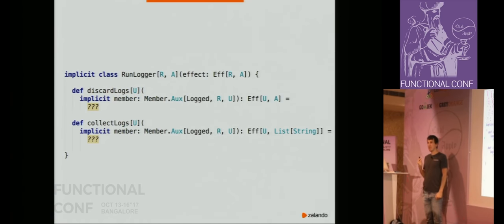But there's a more important and nicer thing that we can do now: not only can we write one interpreter that's going to take our abstract effect and do something concrete, but we can also write other interpreters, and some very useful ones. So we can say, for example, hey, discard the logs. I don't really want to write any logs.